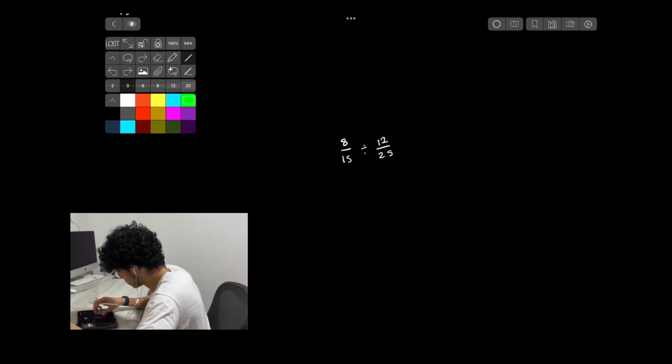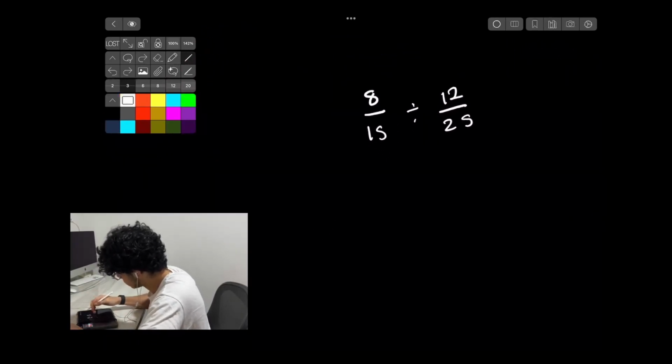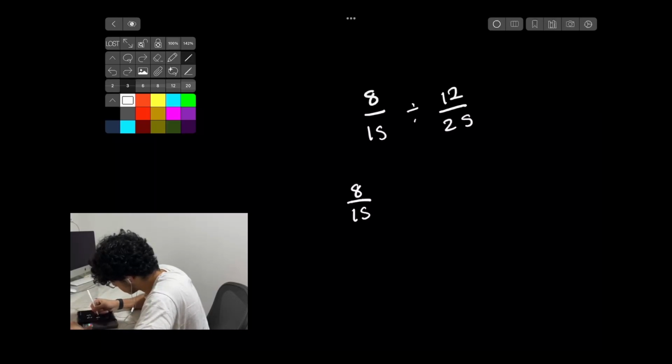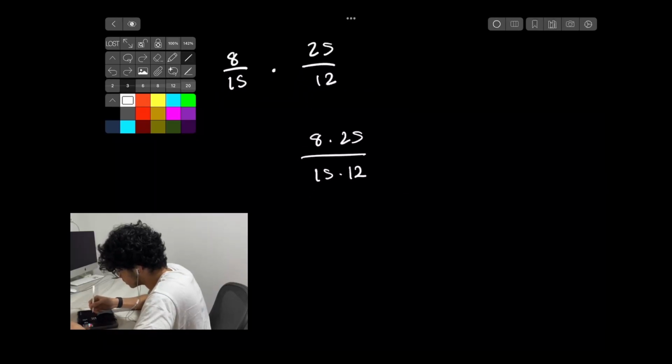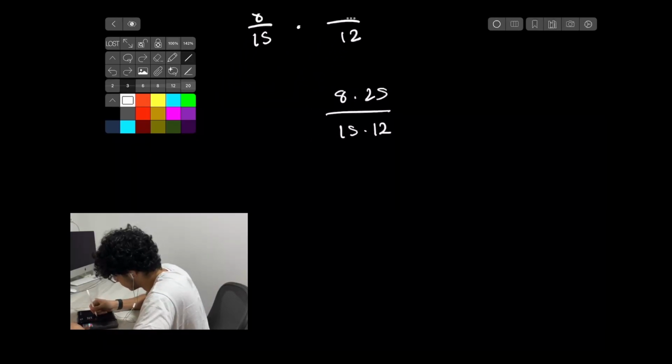All right. For this next one, we do the same exact thing. 8 over 15 times 25 over 12. This becomes 8 times 25 over 15 times 12. This 12 we can break down into 4 times 3. This 15 we can break down into 5 times 3. This 8 we can break down into 4 times 2.